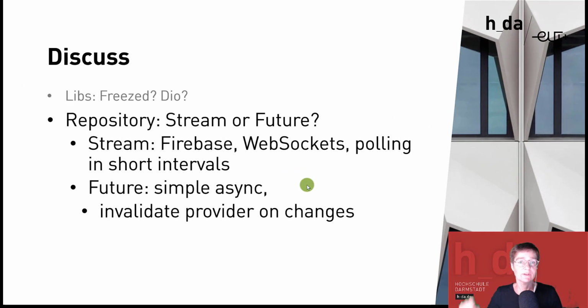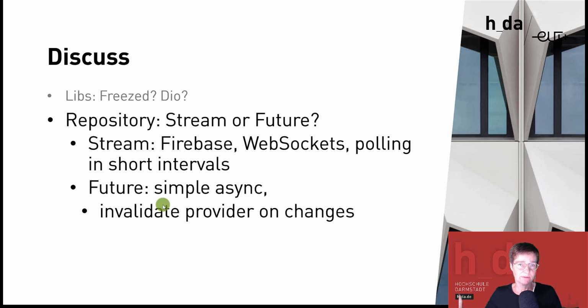For the repository, you should decide now if you want to follow a stream-based approach or a future-based approach. So streams are used if the backend, or the way you access the backend, handles data updates. So as the word stream says, you expect a stream of data and you can easily watch this stream and show the updated data in your UI. You find many tutorials for stream-based APIs, especially in combination with Firebase, as it is strongly suggested and supported by the Flutter team.